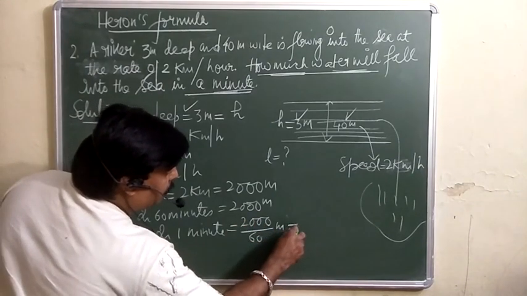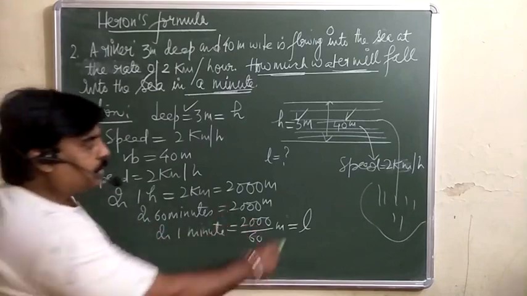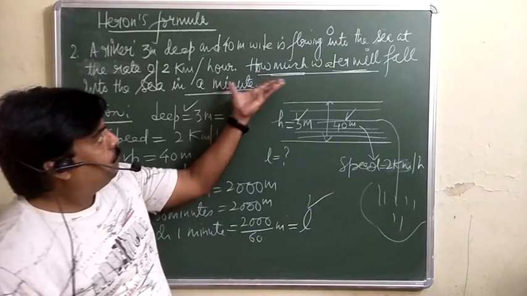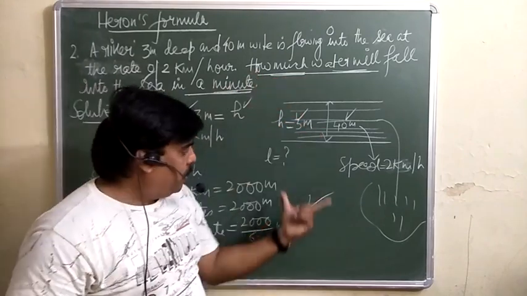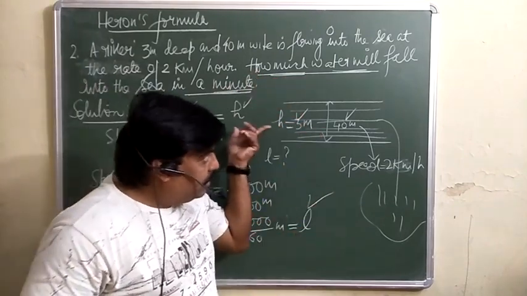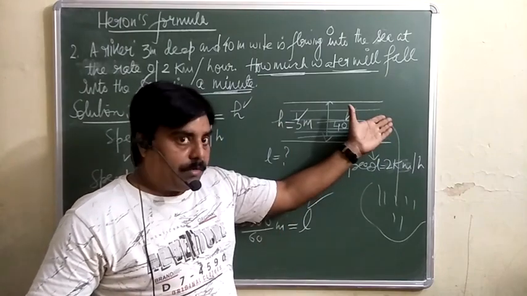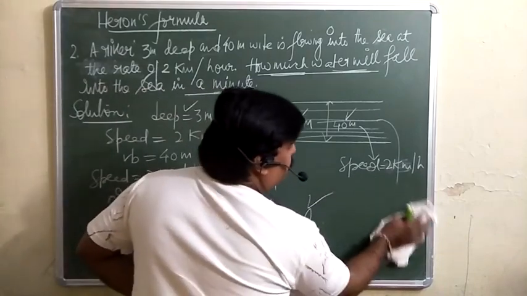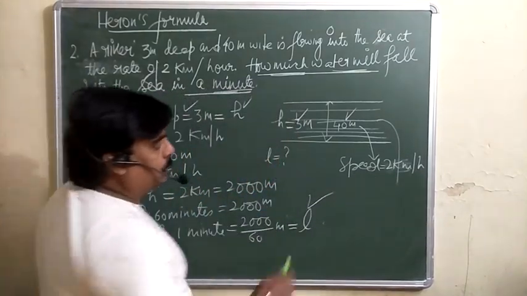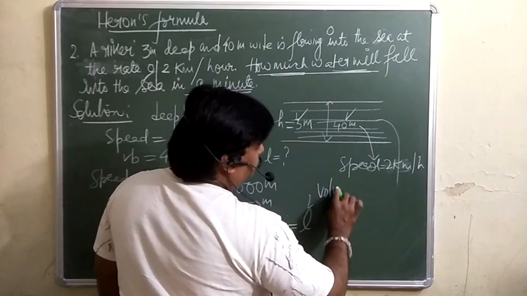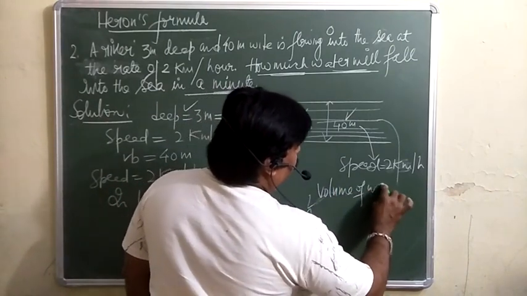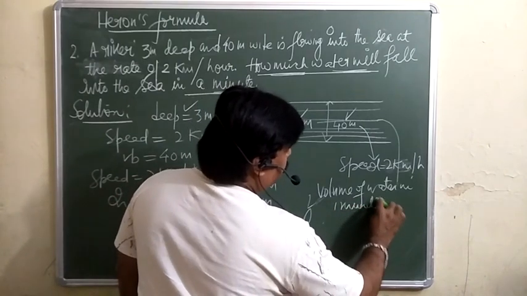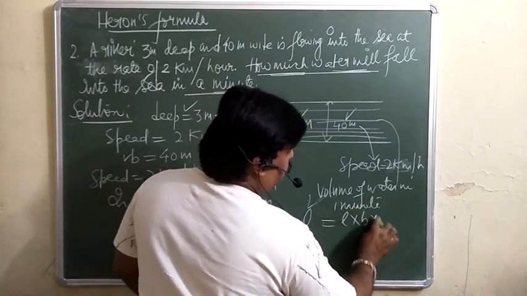So this will work as the length. Now you know the length, you know the breadth and you know the height, so you can find out the volume, how much water is going. The water that flows within 1 minute, the distance it covers, that much water will fall in the sea. So that is the volume of the water. You can calculate now: volume of water in 1 minute is L into B into H.